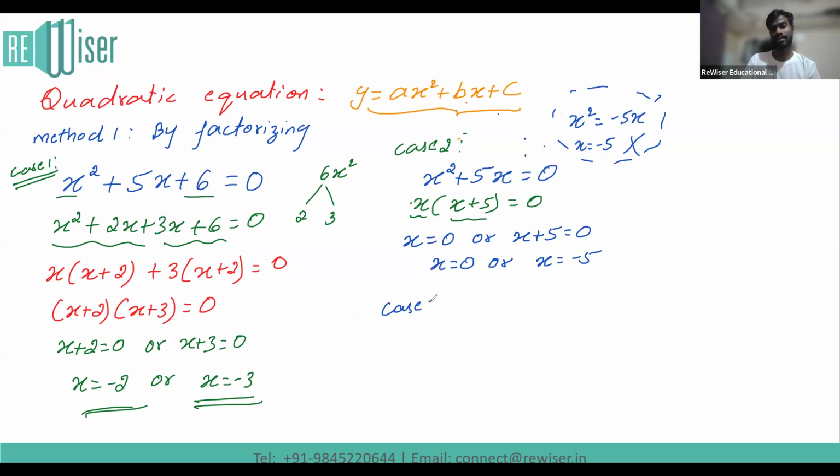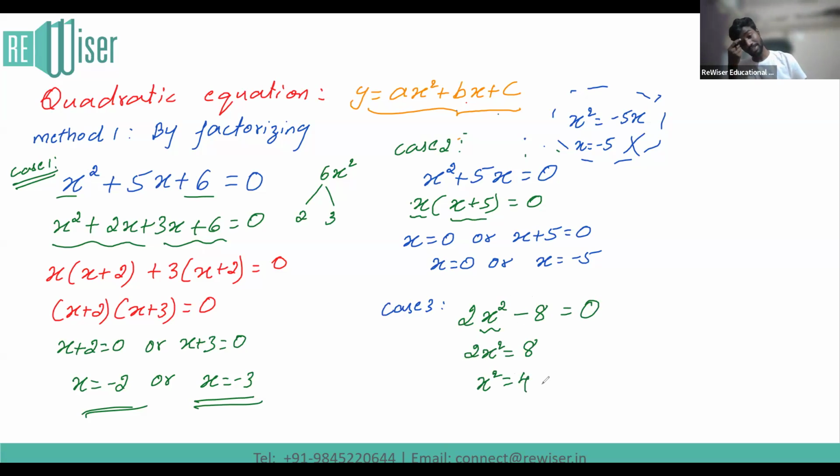Case 3 under solving a quadratic equation is when the middle term is 0, so the value of b is 0. I'll take a different example, because here I'd get an imaginary value. Suppose I have 2x squared minus 8 equals 0. I can factorize this, or I can directly make x squared the subject. When minus 8 goes to the other side, 2x squared equals positive 8. Then 2 goes to the other side, so x squared equals 8 over 2, which is 4.